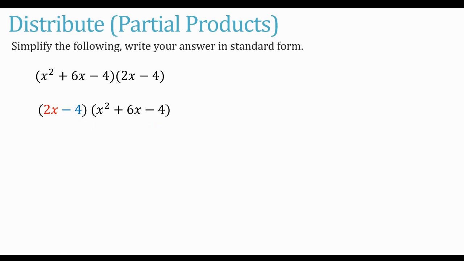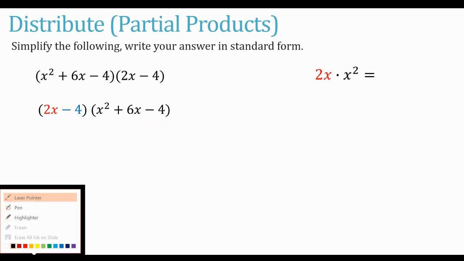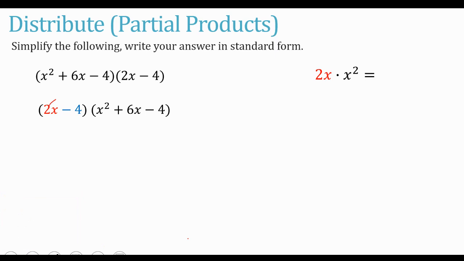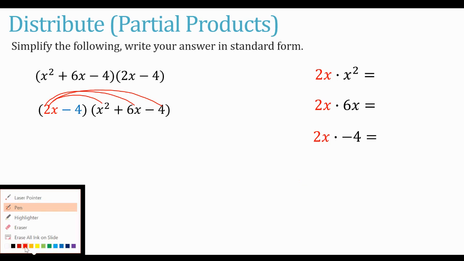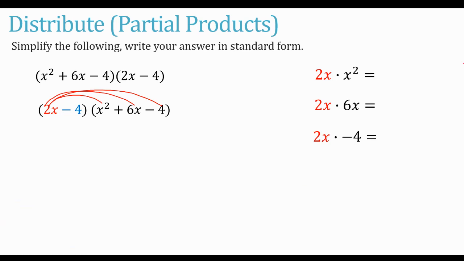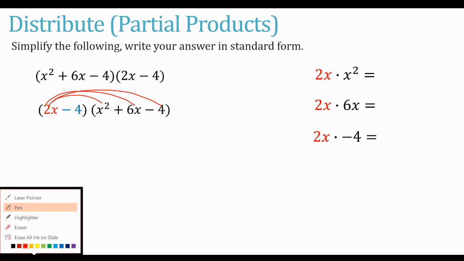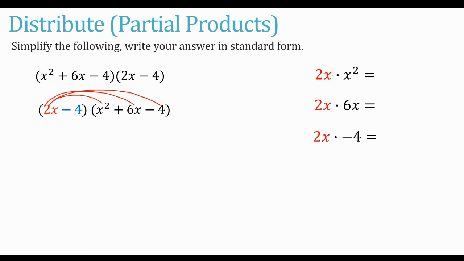So I'm actually going to draw these arrows. So we have 2x times everything. So we have 2x times x squared, 2x times 6x, and 2x times negative 4. So remember, when you're multiplying monomials, you are multiplying coefficients, adding exponents of like bases. If you want to fill in your invisible coefficients and your invisible exponents, go ahead and do that if it's going to help you.